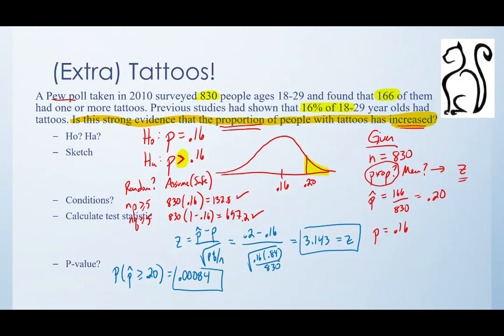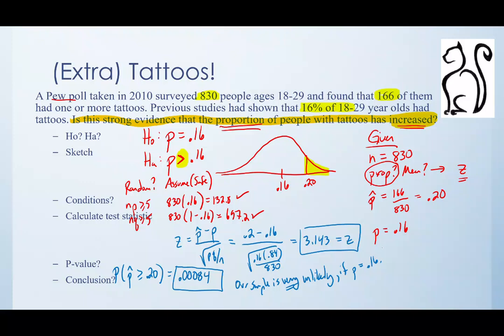There is our p-value. All right, and so again, what's our conclusion? Well, that's a super, super small probability, right? If the proportion of people with tattoos is still 16%, the probability of getting the sample that we did, or anything further higher, is 0.0008. It's really, really, really small. So that says really, really unlikely, right? Our sample is very unlikely if p is actually still equal to 0.16.